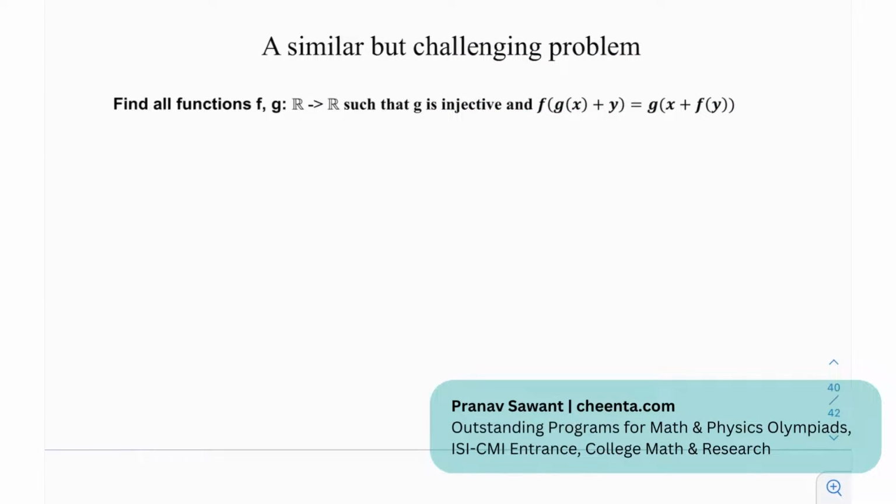Right, so finally we have a similar but tricky problem, where I want to find all functions f and g such that g is injective. They've given us that g is injective, and they satisfy the given functional equations. So maybe try a little bit of surjectivity over here. The idea of proving that these functions are surjective will really be helpful and will really simplify the question a little bit.